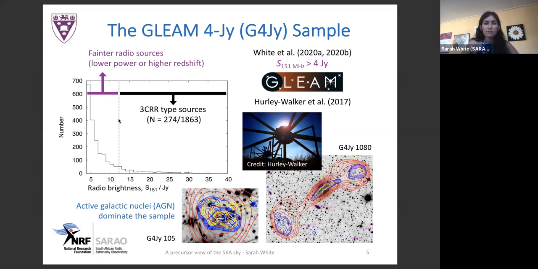So the sources to the right of this vertical line are the types of AGN that we're familiar with, familiar flux densities, because they are similar to the 3CR sample, which is limited to the northern hemisphere. But the GLEAM-4-Jy sample is 10 times larger, which allows us to investigate the properties and feedback mechanisms in these galaxies as a function of redshift and also as a function of environment.